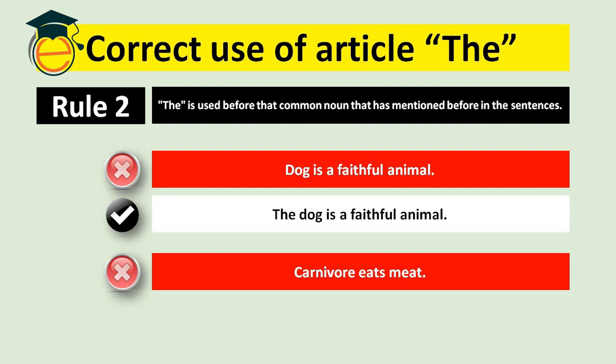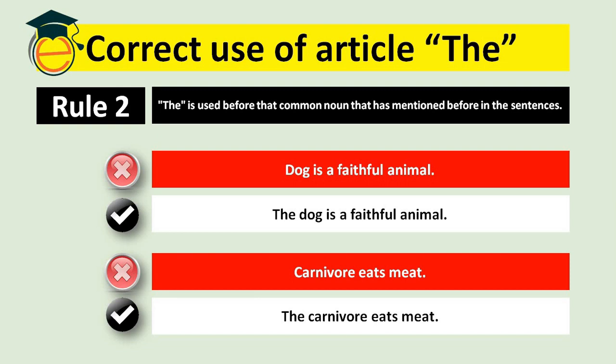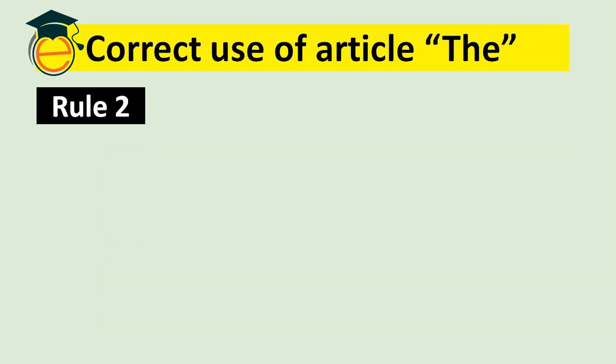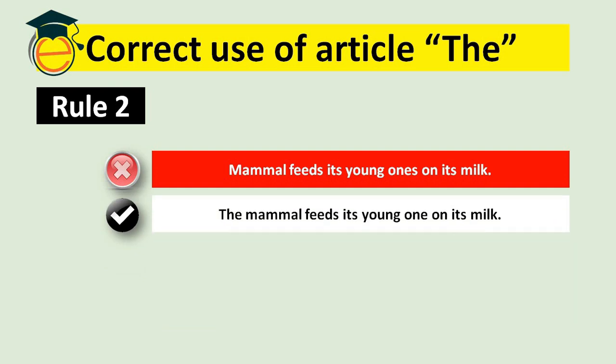"Carnivore eats meat." "The carnivore eats meat." Yes, we have to put "the" at the start of a common noun that has been mentioned before in the sentence. Some more examples of rule number 2. "Mammal feeds its young ones on its milk." The correct one is "The mammals feed their young ones on their milk."